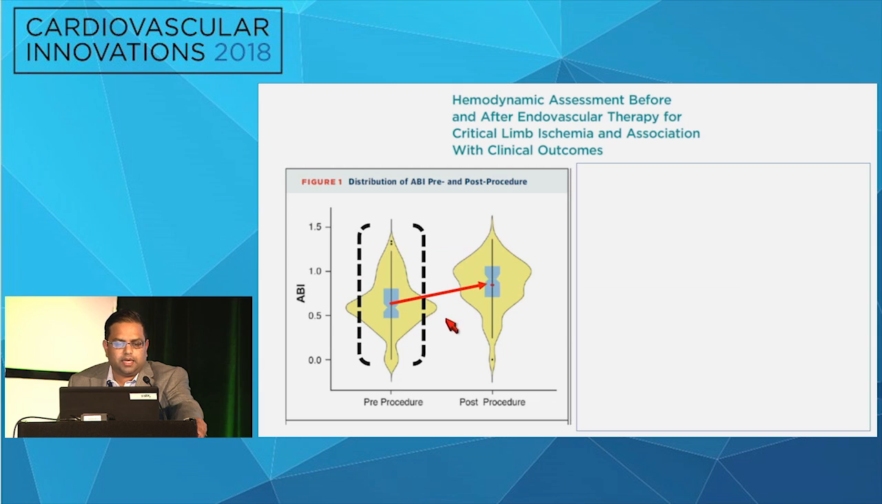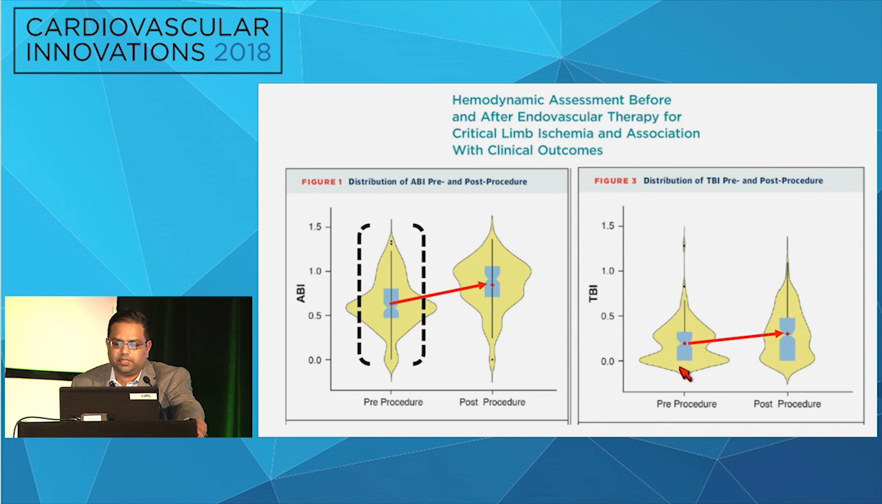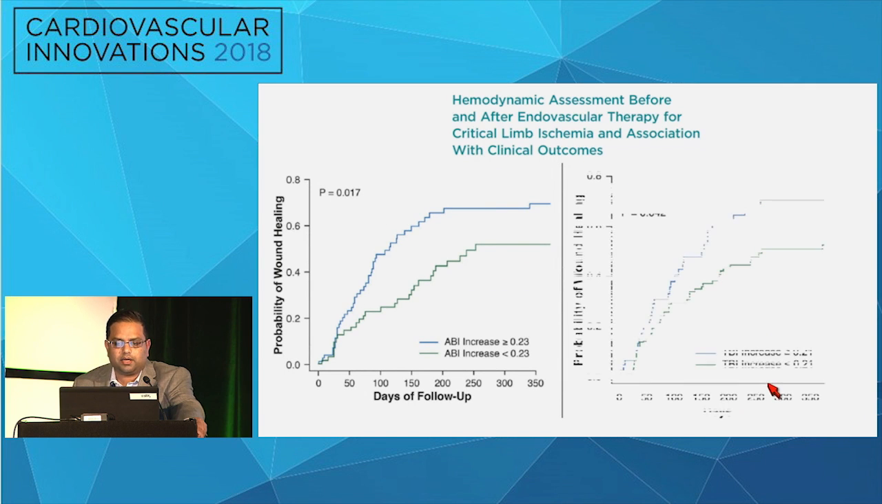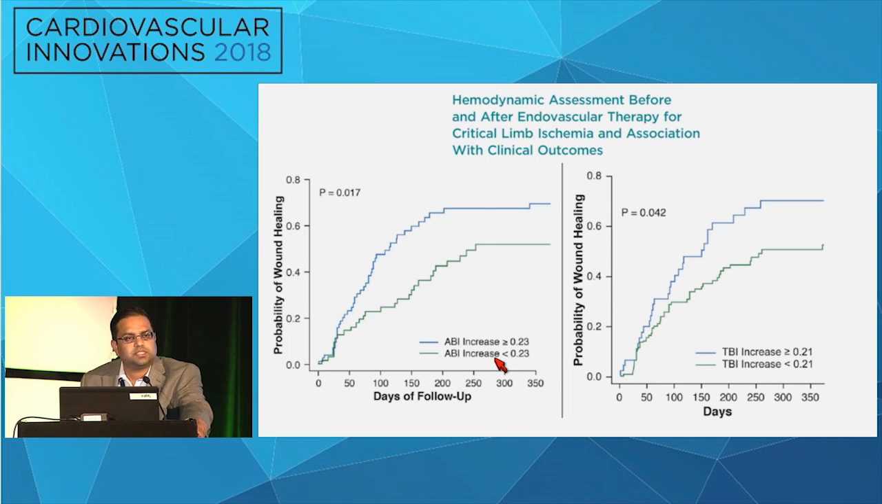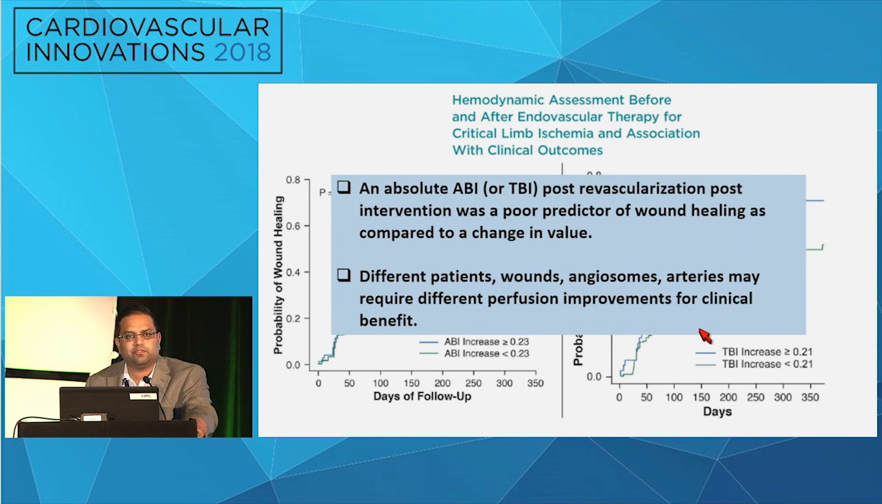events. Again, you see a distribution of ABI in the population, and after revascularization, an increase in ABI. Similarly, in TBI, it improves after revascularization therapy. We saw these data earlier, so I won't spend too much time on it, but understanding that they found an ABI increase of 0.23 was associated with improved wound healing, and a TBI increase of 0.21 was associated with increased probability of wound healing. So again, as we heard, small sample size, but still important signal that our traditional definitions of 0.15 in claudicants may not apply to CLI.